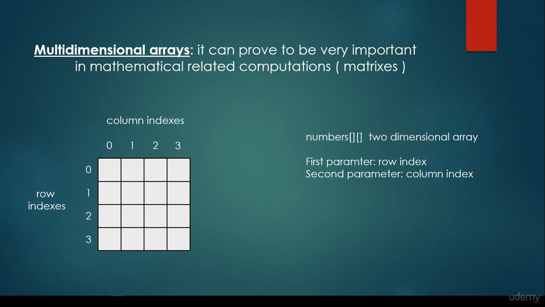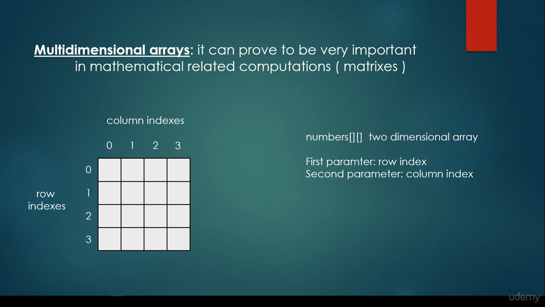So we can construct multi-dimensional arrays. It can prove to be very important in mathematical related computations. For example, we can store and represent matrices with two-dimensional arrays. Of course, in this situation, we will have two indices instead of a single index or key. So we have the row index and we have the column index.